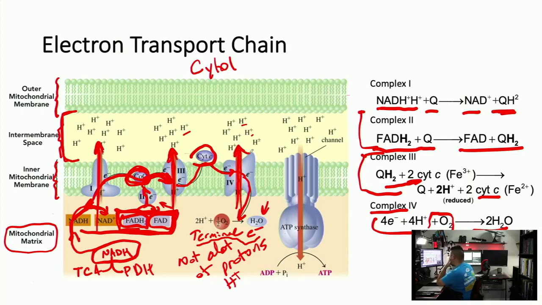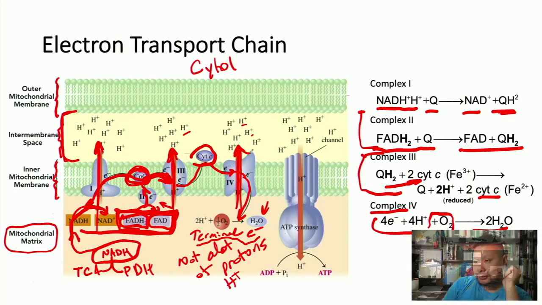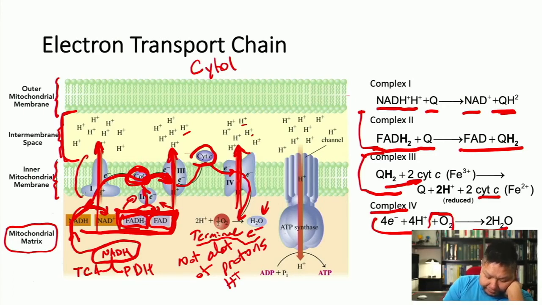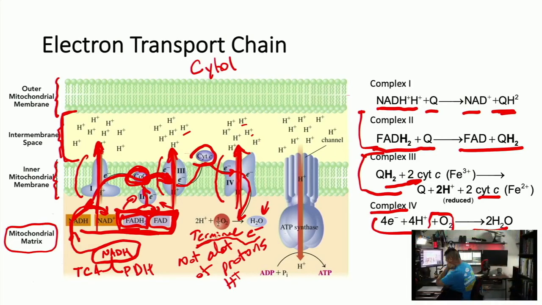The only complex that doesn't do that is complex 2, or succinate dehydrogenase, which you can see why it's only on this side, the matrix side of the membrane, whereas the other 3 complexes span the entire membrane, so that they can get protons from one side to the other. But that's okay though, because complex 2 can still contribute electrons to the terminal electron acceptor, oxygen.